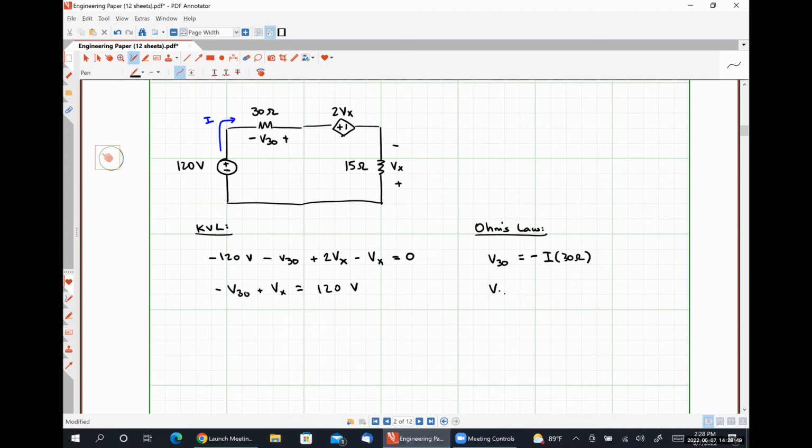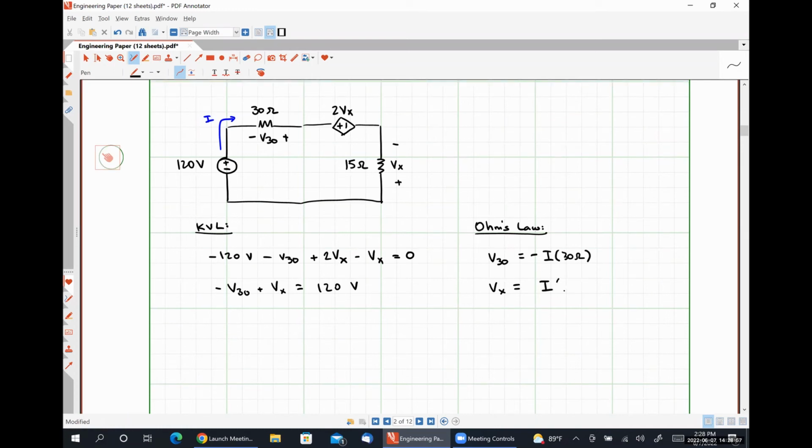Similarly, we can write an Ohm's law expression for Vx, where we are going to have our current I, which flows into our 15 ohm resistor. The current is again flowing into the negative polarity terminal, so we need to include this negative sign here. And now we can substitute these two Ohm's law equations into our Kirchhoff's voltage law equation, and we will have a single equation with a single unknown, the current I. We can solve for that and then be able to determine our voltage Vx.